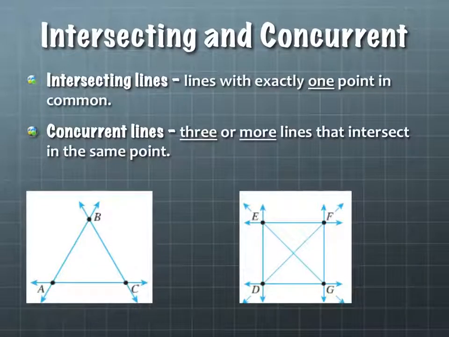Lines don't have to intersect, but they could. And if they do, they're only going to cross once. Concurrent lines are lines that are 3 or more lines that all intersect at the same point.